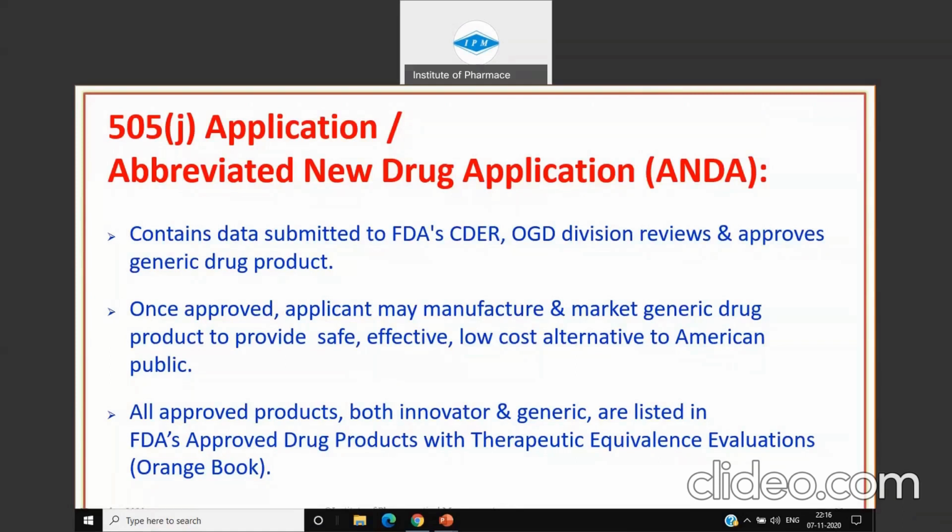Hence, the final cost of the product that comes into the market is also low. So even if it is a copycat, that is, even if it is the same quality as an NDA, as an innovator product, it is a low cost alternative. For example, if the RLD product is sold at say $1,000, the generic can be sold as low as $20 or $25. That is the cost difference that comes into the picture when generics enter the market.